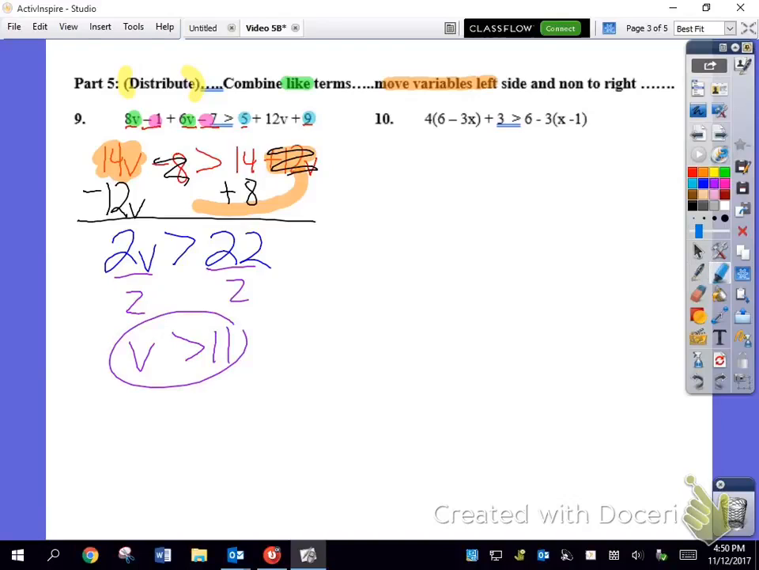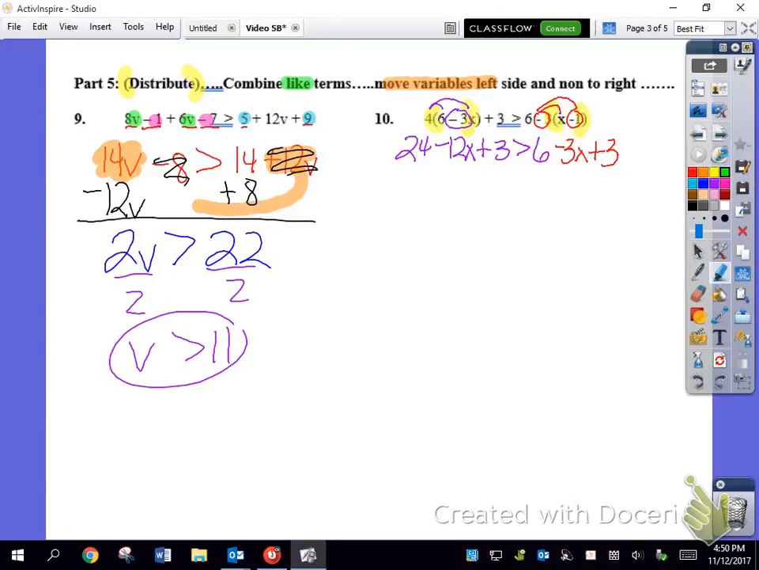Number 10, I have parentheses first. I have to do that. Okay, so make sure you multiply times both. 4 times 6 is 24. 4 times negative 3 is negative 12x plus 3 greater than. Bring down your 6. And then this is a negative 3 times x. So negative 3x and a negative 3 times a negative 1, which is a positive 3. A lot of you missed that, so be careful.